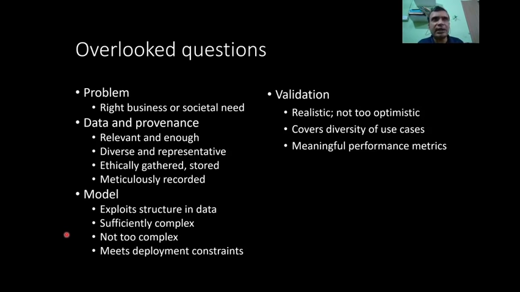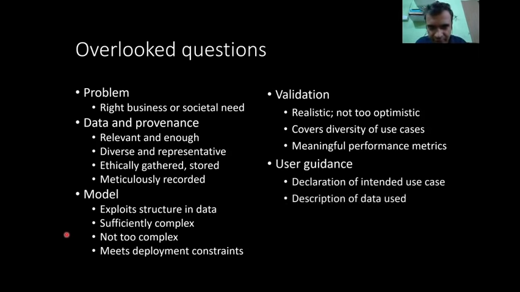Someone comes and says that my AI can detect cancer with 95% accuracy. Well, what does that mean? What does that mean about missed detections or false alarms and misdetection? So you have to look at both of these things, not just one of these things, right? The false positive cases as well as false negative cases. And then user guidance. Did we declare the intended use case to the users?